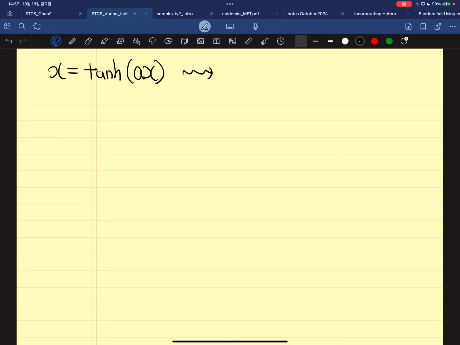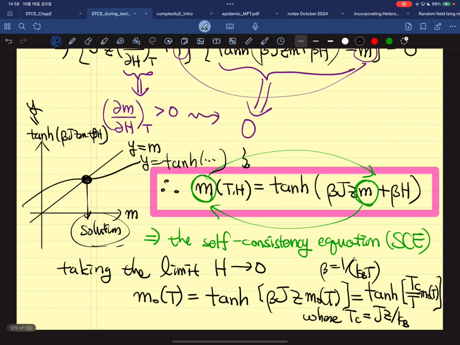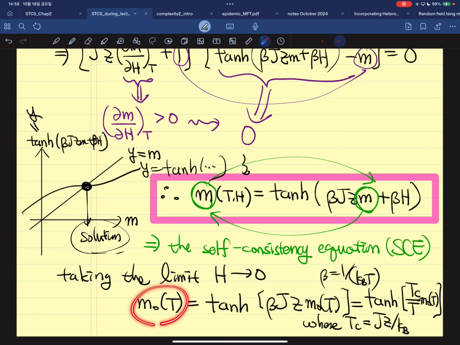There's a trivial solution for this one. Can you guess? There's a trivial solution. Hyperbolic tangent of 0 is 0. So x equals 0 is a trivial solution. And that trivial solution is, in fact, the solution representing the zero magnetization. The average magnetization becomes 0. So that's always a solution. The problem is whether it's a stable solution or not.